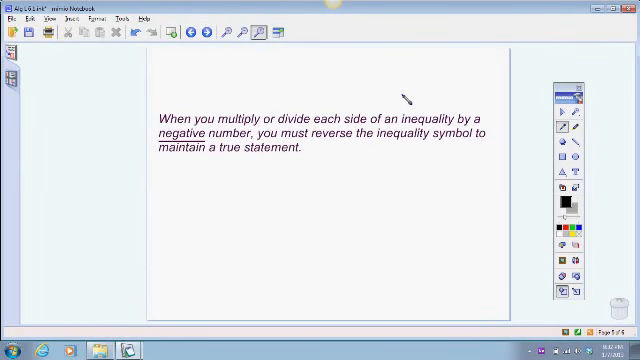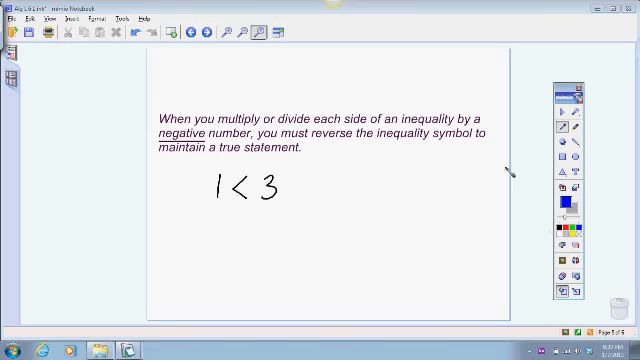Solving linear inequalities is very, very similar to solving regular equations, but they're not exactly the same. The exception comes when you multiply or divide each side of an inequality by a negative number. Let me show you a little example here. If I were to write 1 is less than 3, hopefully everyone would tell me that that's a true statement. 1 is less than 3.